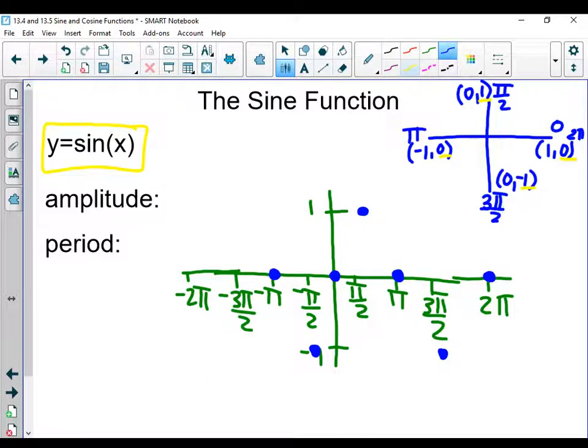But if you see the pattern, you just keep going. Okay, so now we have a wave.